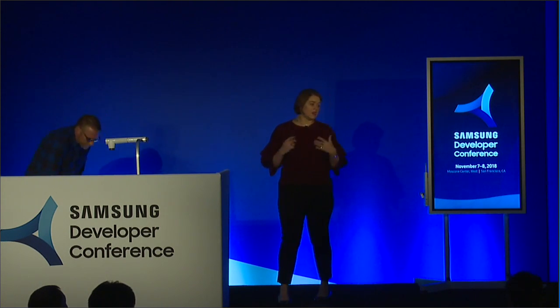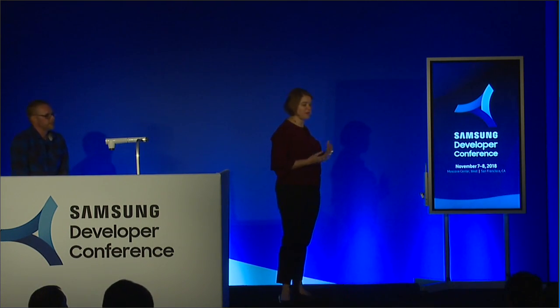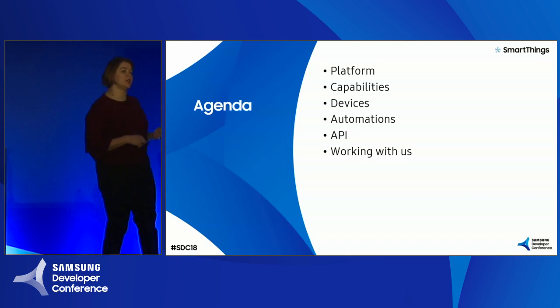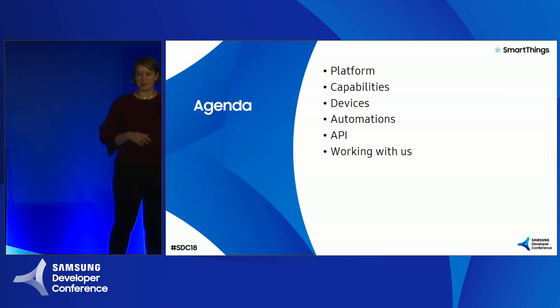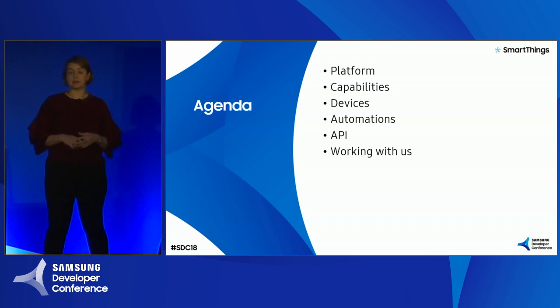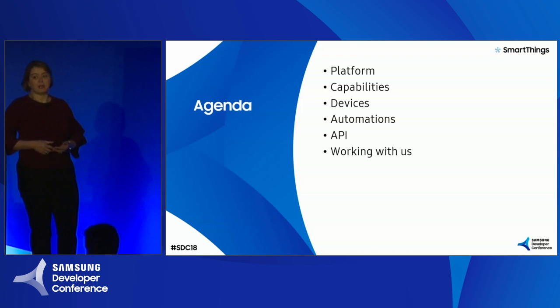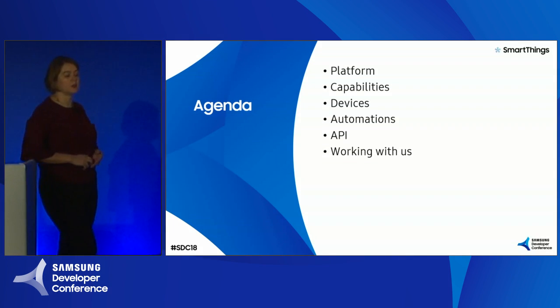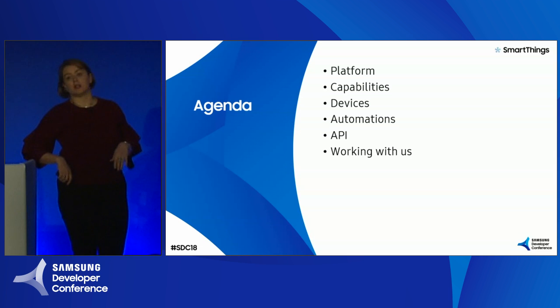So the game plan for the next 30 minutes or so is a conversation around how we see the platform, and what the vision is for what we want to do with it. From there, we're going to take you through some of the areas that you might be working with to build a SmartThings solution. We're going to start off with capabilities as a building block for the solution. From there, we'll walk through a brief overview of devices, followed by automations. We'll take you through getting started with the API. And finally, we'll wrap up with a conversation about how you engage or work with us.